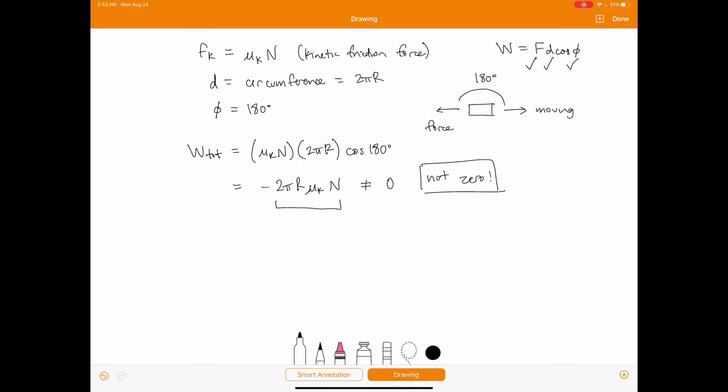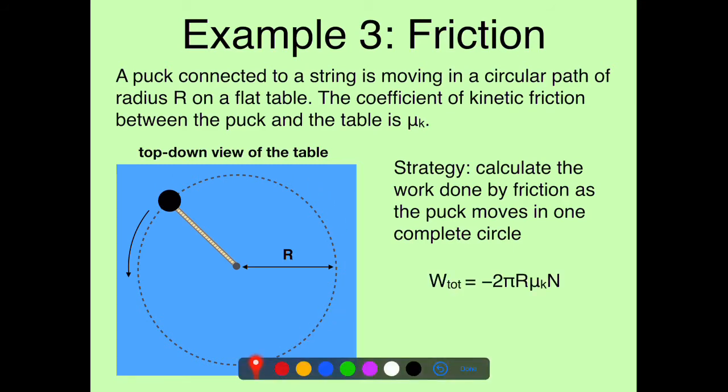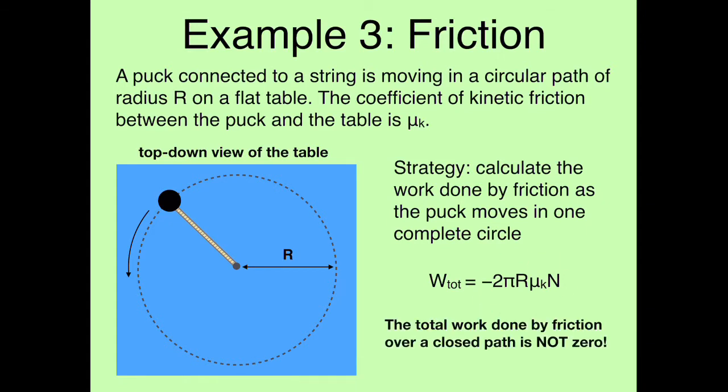So this force is a little bit different from the other two, because in the other two, we had an object that moved in a complete circle, came back to where it started, and the work was 0 for the closed path. In this case, we're not getting 0. So friction is different from the other two. Let's get into that. Okay, so what we just did is we calculated the work done by friction as the puck moved in one complete circle. And we found that W total is equal to negative 2 pi r times mu k times n. Again, the important thing is not so much the exact formula, but I want you to notice that the total work done by friction over this closed path was not zero.